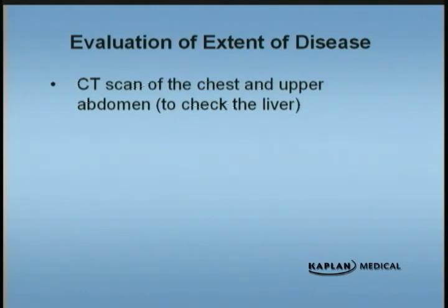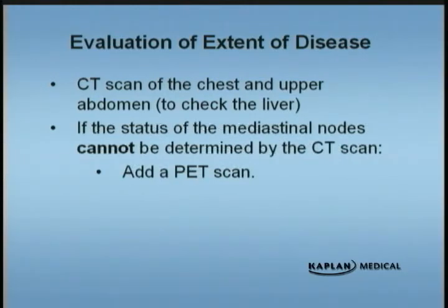How do we evaluate the extent of the disease? We begin with a CT scan of the chest and upper abdomen. The upper abdomen is so that we can check the liver. If the status of the mediastinal nodes cannot be determined by the CT scan alone, we add a PET scan.